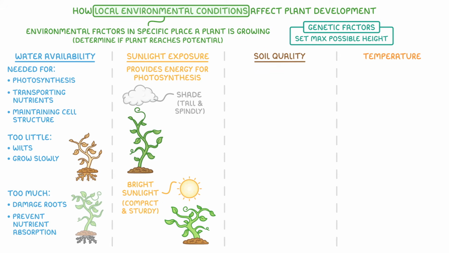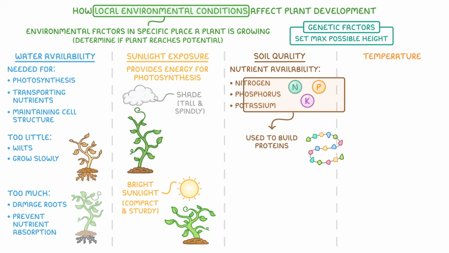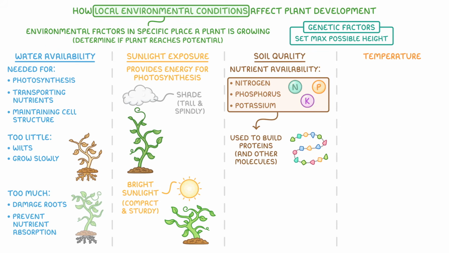Soil quality is another important condition, and it primarily affects plant growth through nutrient availability. Rich, fertile soil provides essential nutrients like nitrogen, phosphorus, and potassium, and plants need these nutrients in order to build proteins and other important molecules. Because of this, poor soil quality can severely limit growth, regardless of how good a plant's genetics are.